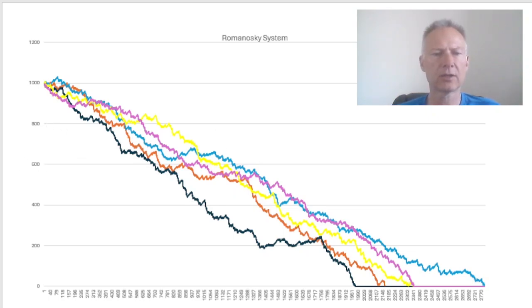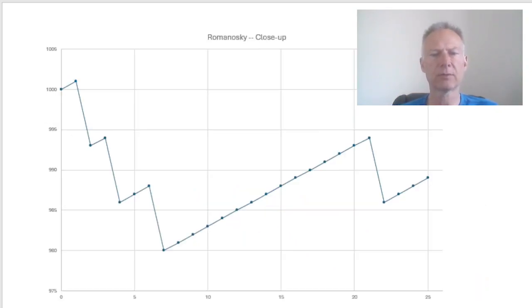And again, we should take a close-up of this just to make sure we understand what's happening in terms of the spin-to-spin outcome. And as we talked about, Romanovsky is a wager of 8 units. And if you hit your number, you will gain 1 unit. So it's essentially a gain of 1 unit, as you see here on the first spin, or a loss of 8. Gain of 1, loss of 8. Gain of 1, next spin, gain of 1, another loss of 8.